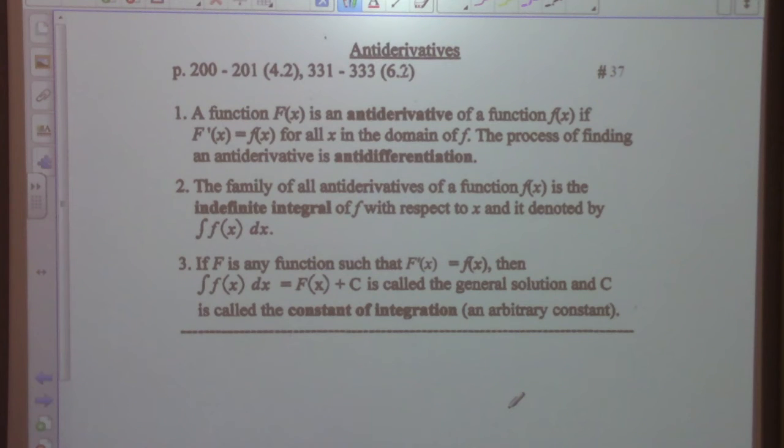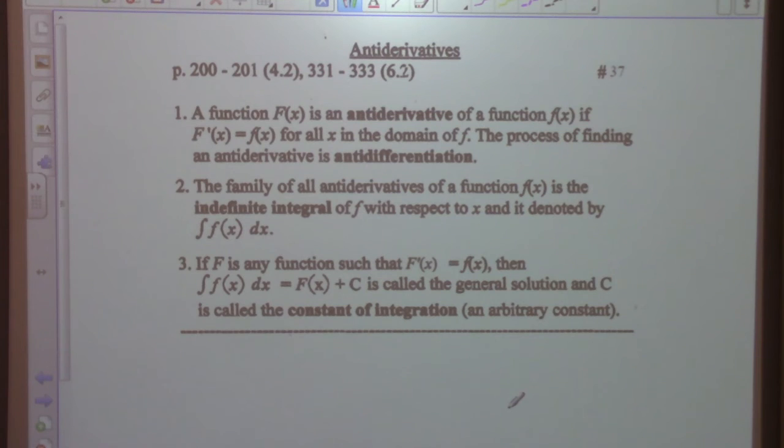So basically what this is saying is, there we go. I don't know what happened with my pen. But basically it's saying that if you take the first derivative of big capital F of x, you will get little f of x. And the process of finding an antiderivative is called antidifferentiation.